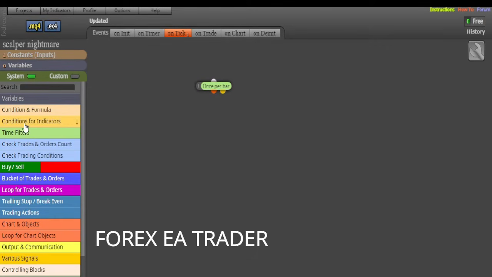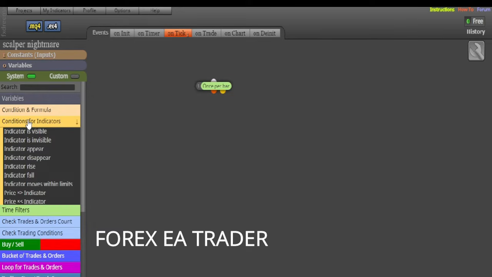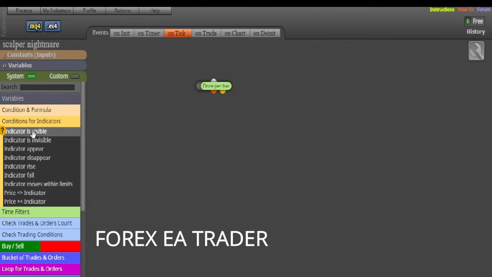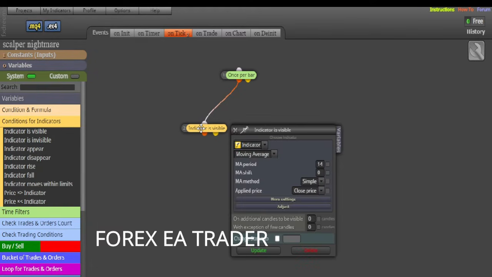Then we are going to come to where it says conditions for indicators, and we just tap on there and take this block, Indicator is visible, and we're just going to connect it. That's how we do things with Fxdreema. It's just a matter of dragging and dropping and connecting things. And we're going to double click in here and do our conditions for this robot.